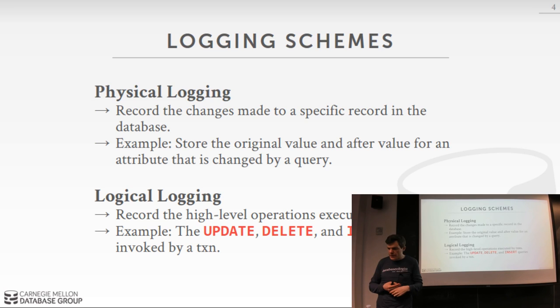So with physical logging, the idea is that as transactions make changes to the database, we're going to record in the log exactly what those changes were at the low level, like byte level. Like if I update a value to set it from some integer value and I change its number to 10, then I'm going to record in my log that for this particular tuple at this particular attribute, it's now set to 10. So again, the idea is here you're going to store the actual value.